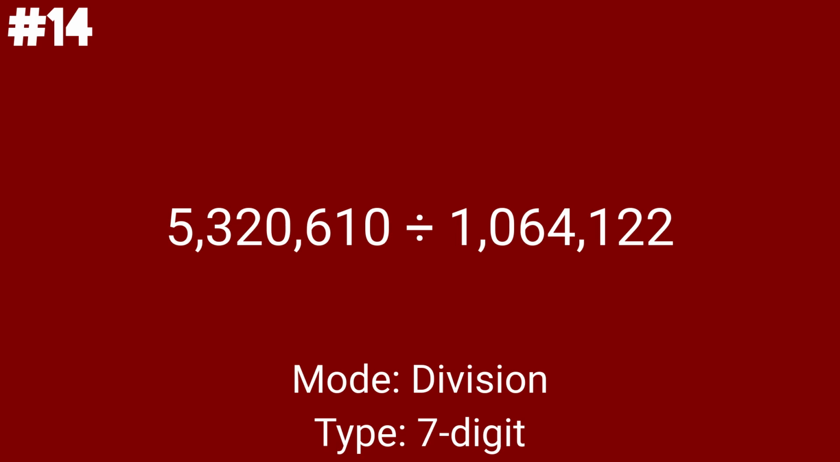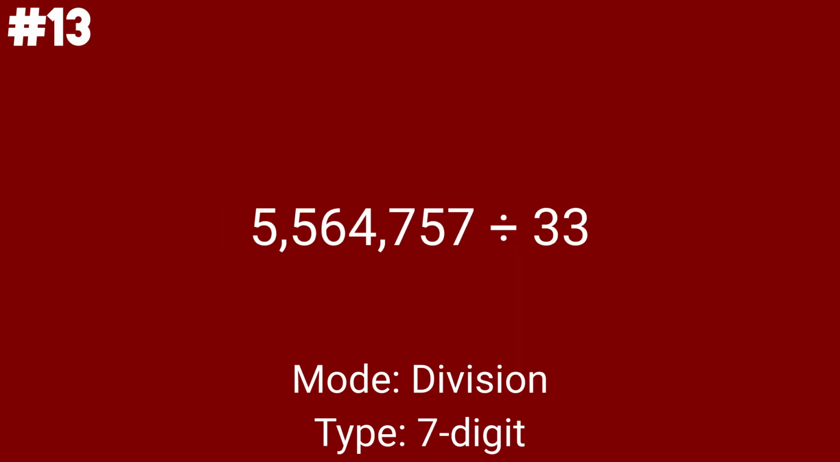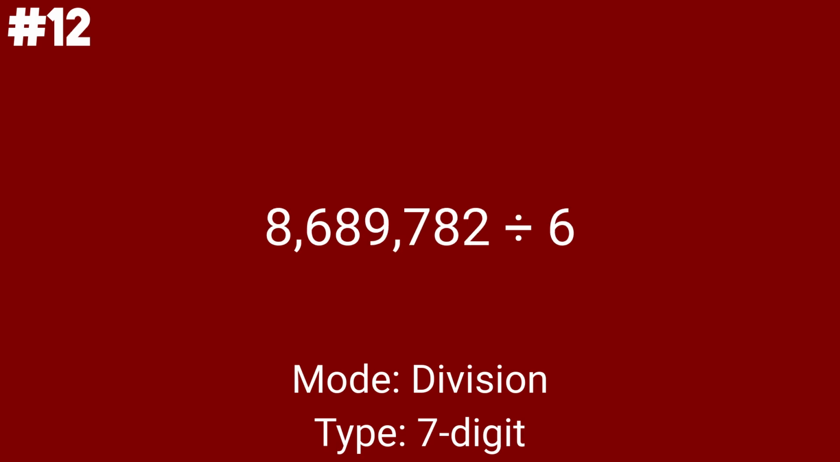5,320,610 divided by 1,064,122 is our 27th division problem. We are with another divisor with 7 digits. Only 13 more division problems to go after this. 5,564,757 divided by 33 is the 28th division problem. This time, the divisor is 2 digits. Not to mention that we have a dozen division problems after this.